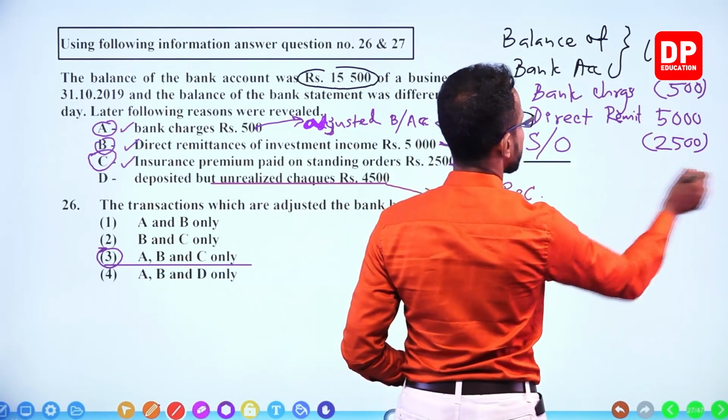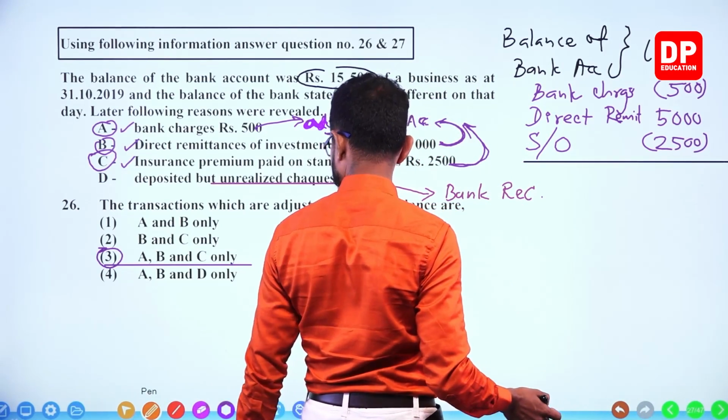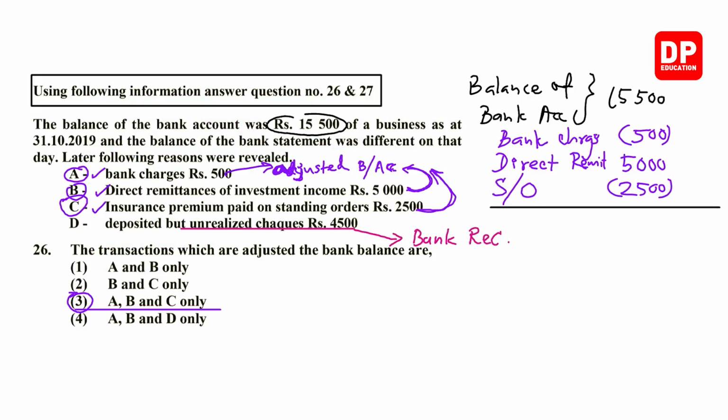Adjusted bank account balance of the business. How much? 15,500 minus 500, it's 15,000 plus 5,000, 20,000. 20,000 minus 2,500, 17,500. Okay, got it. That is the adjusted bank account balance. Okay, 17,500.